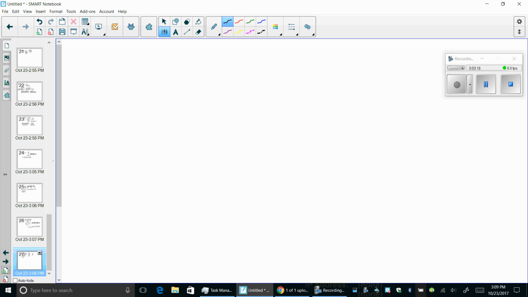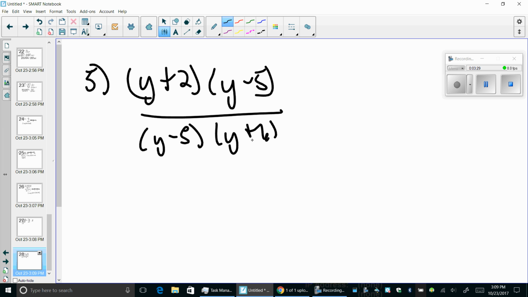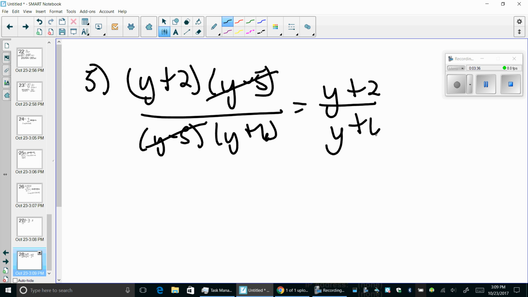Number 5, I've got y plus 2 times y minus 5 over y minus 5 times y plus 6. You can cancel the y minus 5's, and that's your answer. You cannot cancel the y's here, or the 2 and the 6, because they are terms, not factors. If there's a plus or a minus in between, you have to take the whole factor. You can't just take part of it. So y plus 2 over y plus 6, my answer is B.